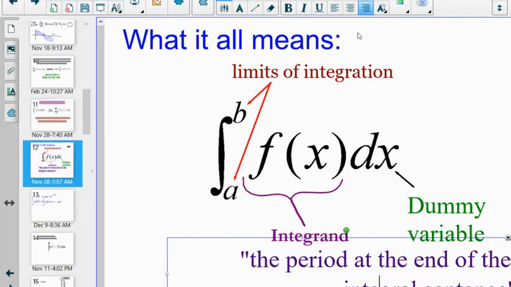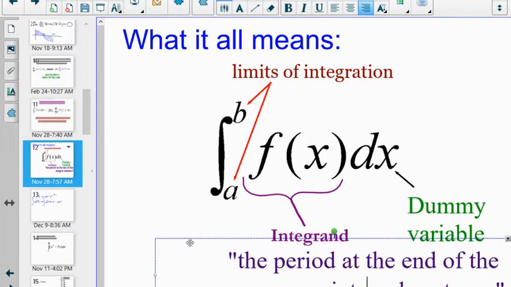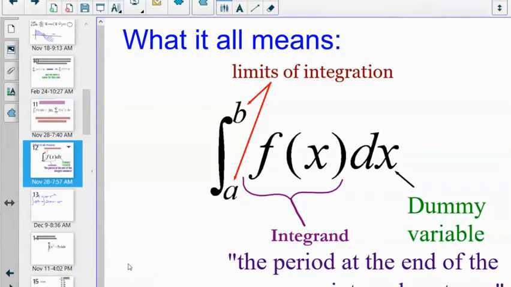Mostly it just tells us that we're at the end of the integral. It also tells us what the variable is and stuff like that.